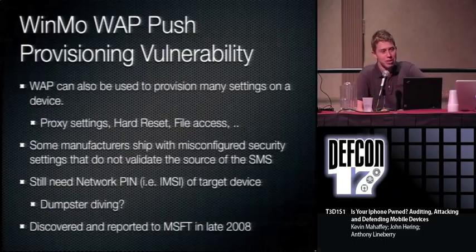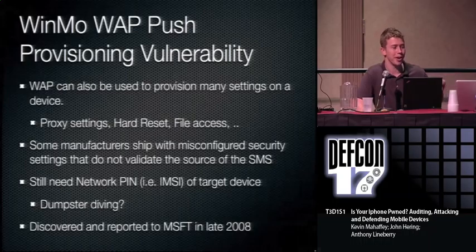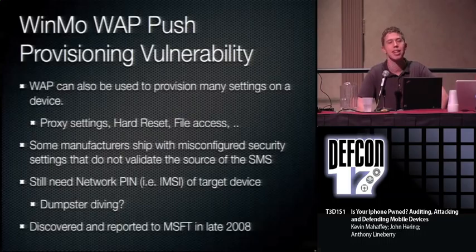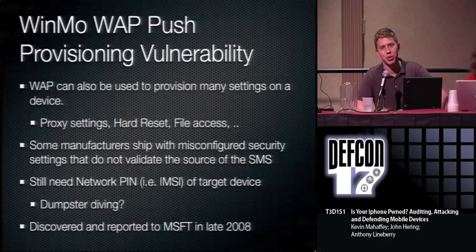So there's another vulnerability we found. This is similar to the vulnerability we demonstrated earlier. It's also in WAP. It's also a result of misconfigured security policies coming from the carrier. And basically what this allows you to do is push something called a WAP provisioning document. This is something that the carriers use to do like everything on the phone. This is configuring proxy settings. This is hard resetting your device, accessing your files. If you go look at the Microsoft documentation, there's basically nothing you can't do.